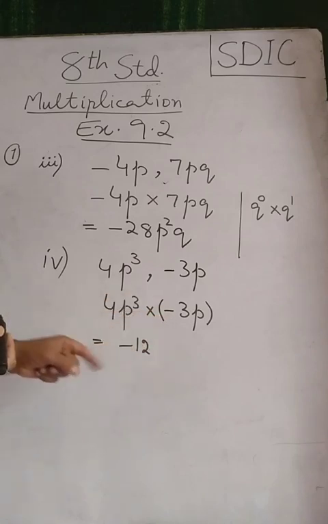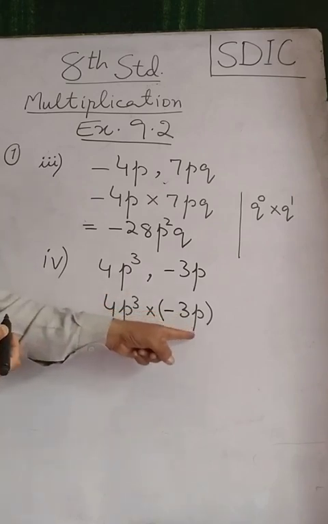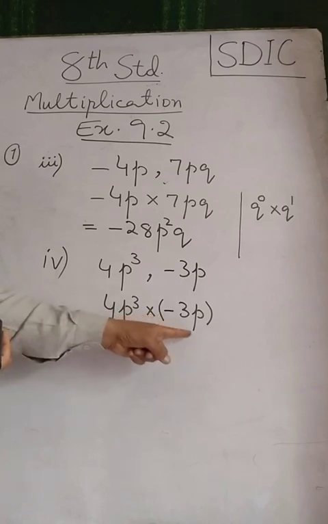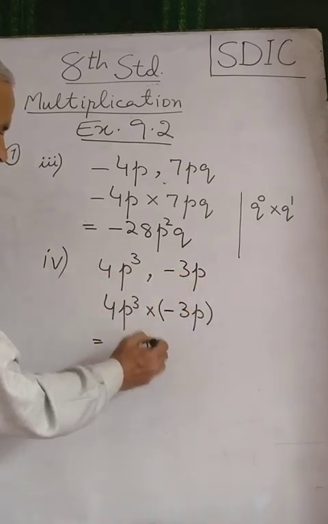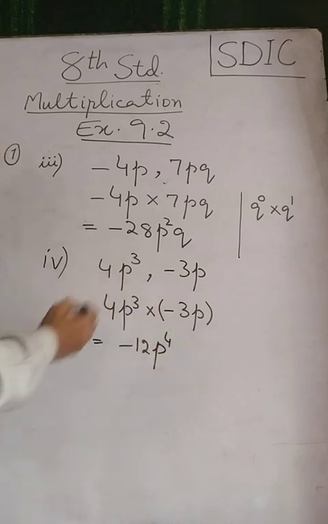4 3s are 12. Now multiply their variable parts. Bases are same. Powers are added. You will get p raised to power 3 plus 1, 4. This will be the answer of the fourth part.